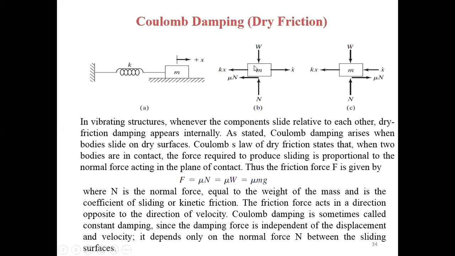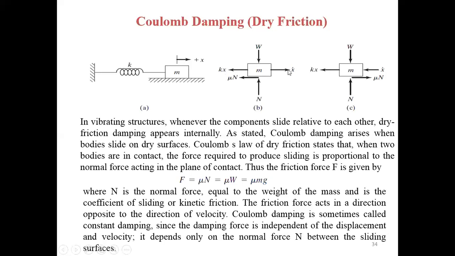Like suppose we have taken a free body diagram, then this is the mass, then N means the perpendicular force which opposes the weight, right? Now I have applied the external force in this direction, then the opposite force by the spring is kx, and by the frictional force is mu N, right? Mu N is called the friction force.